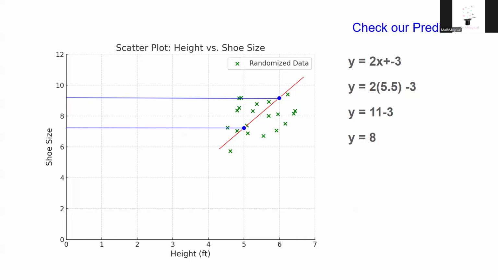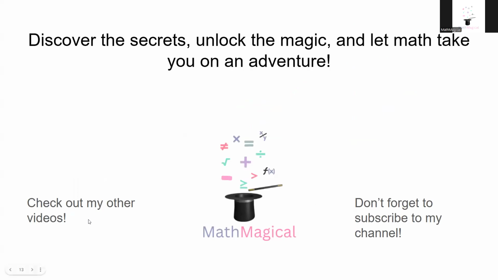And that's everything about the line of best fit. You've learned how to draw it, use it, and even find its equation. Your challenge? Grab some data of your own, maybe from sports scores, your favorite songs, or anything else, and try creating a line of best fit. See what trends you can discover.